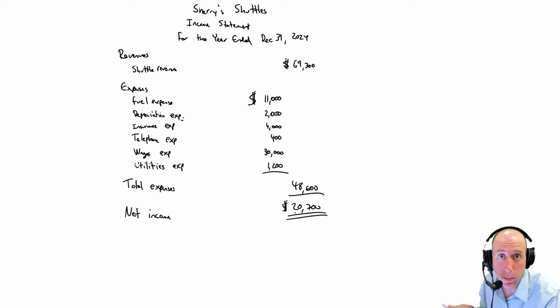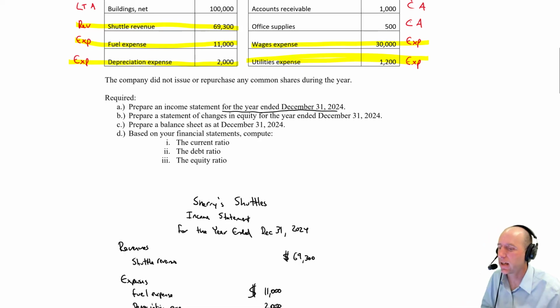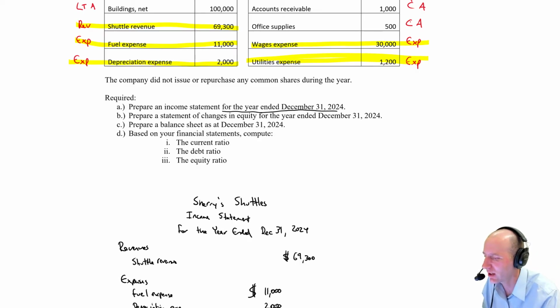Okay, we've just completed the income statement for Sherry Shuttles. In this video, we're going to go through the statement of changes in equity. The statement of changes in equity just says, how did our shareholders' equity change during the year? How did the accounts classified as shareholders' equity accounts change during the year?